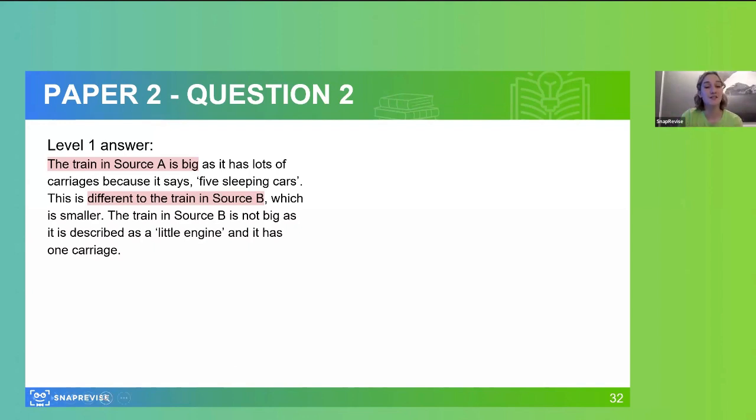So a level 1 answer for this question would be something along the lines of: the train in source A is big as it has lots of carriages because it says 5 sleeping cars. This is different to the train in source B, which is smaller. The train in source B is not big as it is described as a little engine and it has 1 carriage. Okay, yes, it shows that you understand and it shows that you recognize that that is a difference. But apart from that, it doesn't really do much else. It is a very basic level answer.